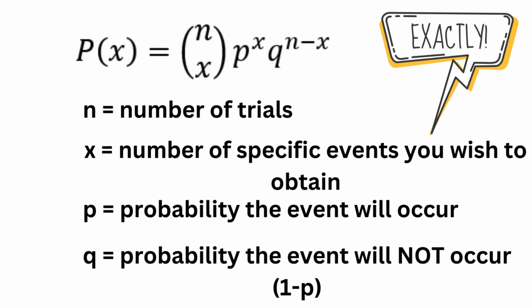All right, so this is our probability distribution formula, and it says the probability of x is equal to n choose x times p to the x times q to the n minus x. n is representing the number of trials, x is equal to the number of specific events you wish to obtain, p is the probability the event will occur, and q is the probability the event will not occur, which could also be written as 1 minus p in the formula.